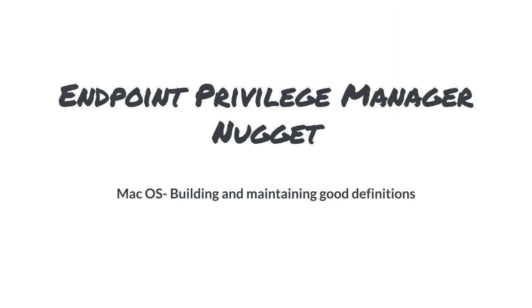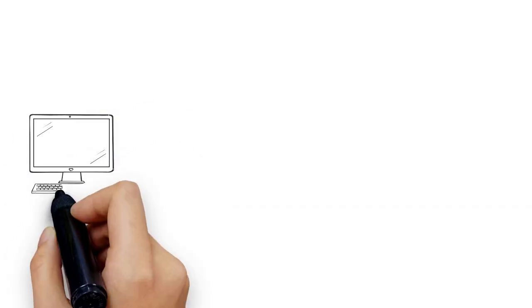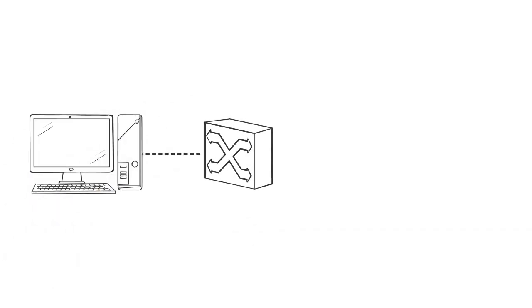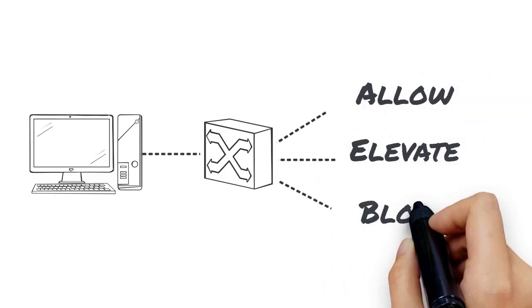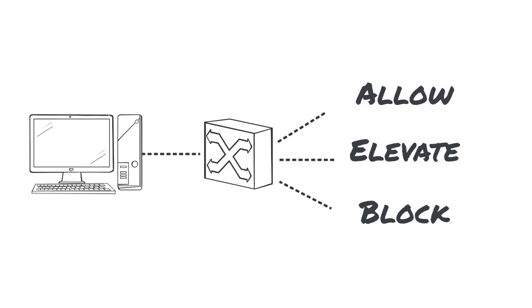This EPN Nugget will delve into the essential aspects of building and maintaining robust definitions on a macOS platform. Our objective is to establish effective criteria that will ensure only intended items are allowed, elevated, or blocked, while minimizing the maintenance and potential for exploitation.